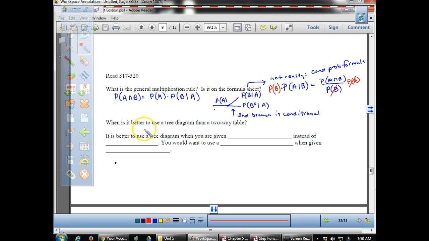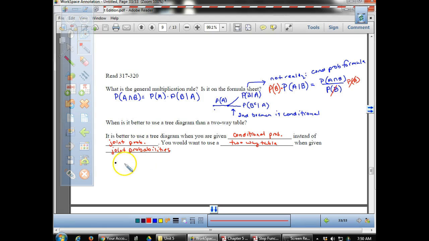All right, so when should we use a tree diagram instead of a two-way table? There are definitely times when it is more useful. You want to use a tree diagram when you are given conditional probabilities instead of joint probabilities. Joint probabilities are easier to put into a table. So you would want to use a two-way table when given your joint probabilities. And joint probability just means when two things are occurring at the same time.